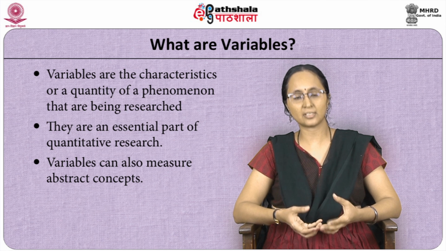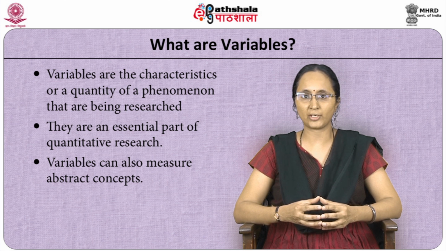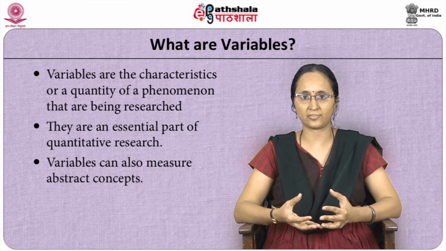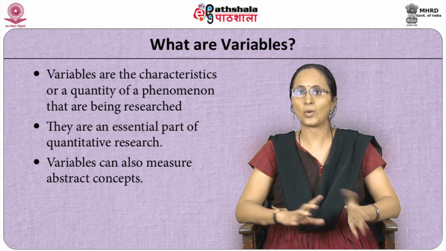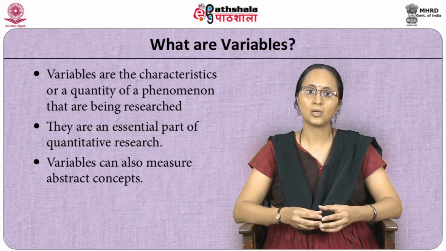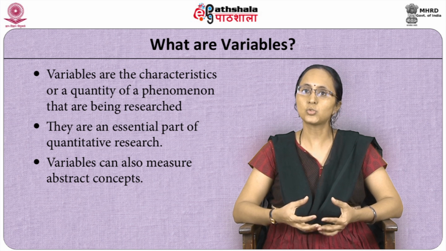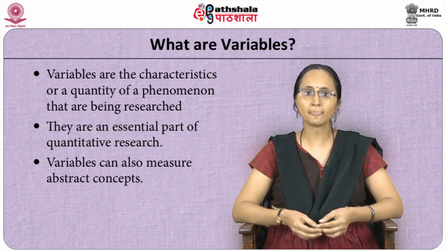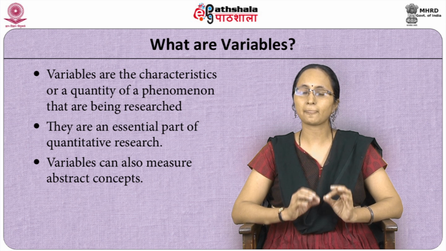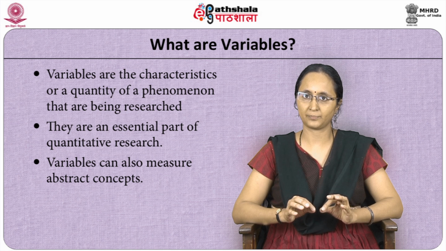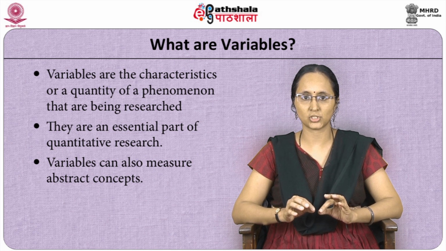As the name suggests, a variable is a quantity or a characteristic of a phenomenon that can be measured or classified. It will vary over time and across units. That is why it is called a variable. Quantitative research focuses on explaining relationships between two or more variables. Variables are characteristics or quantities of a phenomenon that you are researching. These variables are essential aspects of research.